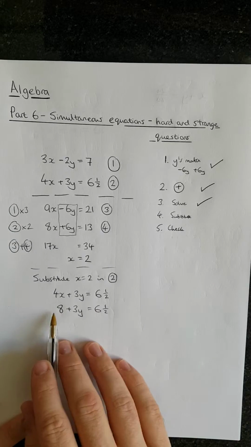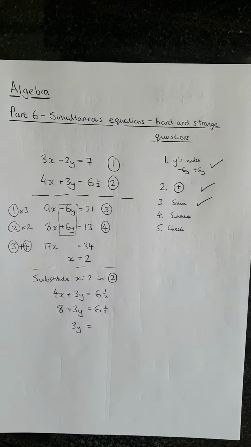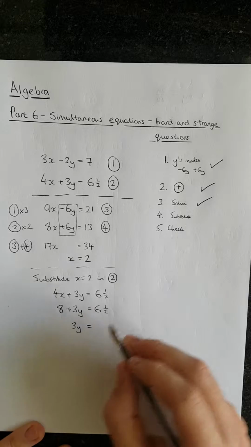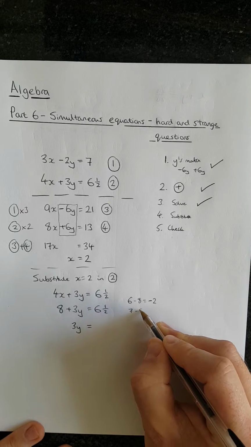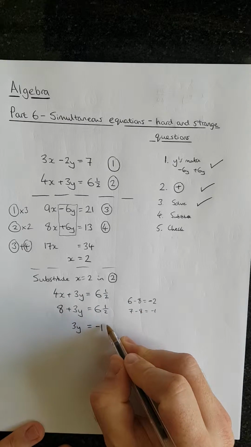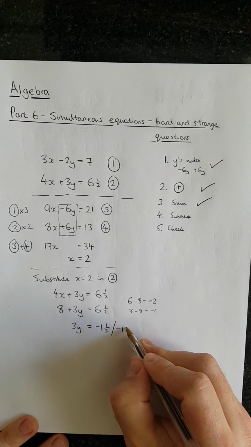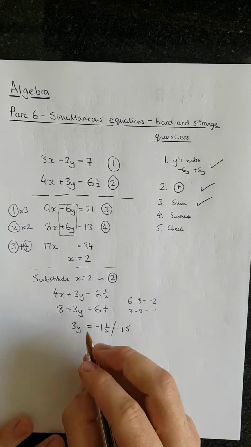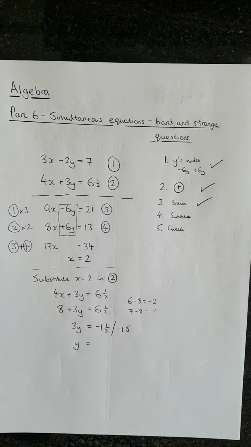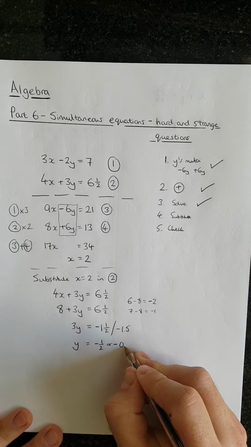So I'm now going to try and resolve this by taking 8 off both sides. 6.5 take away 8. Well, 6 take away 8 is -2, and 7 take away 8 is -1, so it's -1.5. Or you may prefer -1.5. So y then is when I divide that by 3, which will give me -1/2 or -0.5.